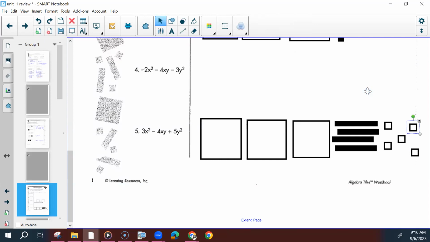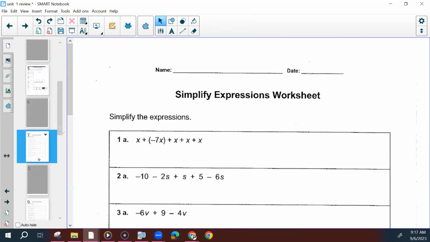Other questions on this page? Move on to the next. So modeling was a part of simplifying. We're still in simplifying. This first page is really just combining like terms. Questions on any of these?